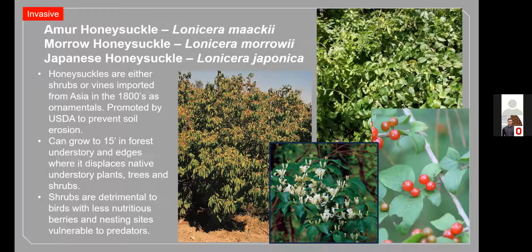Japanese honeysuckle can completely cover trees and shrubs and cause their collapse due to the weight. They prevent the germination and growth of understory trees and shrubs and inhibit forest regeneration. The shrub honeysuckles can cause the same problems in displaced native tree seedlings. There's also evidence that they're what's called allelopathic and produce chemicals that inhibit the germination and growth of other plants.